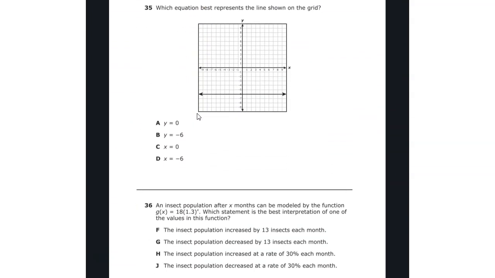Number 35, which equation best represents the line shown on the grid? So here you can see y is going to be -6 at all times. So that's that.